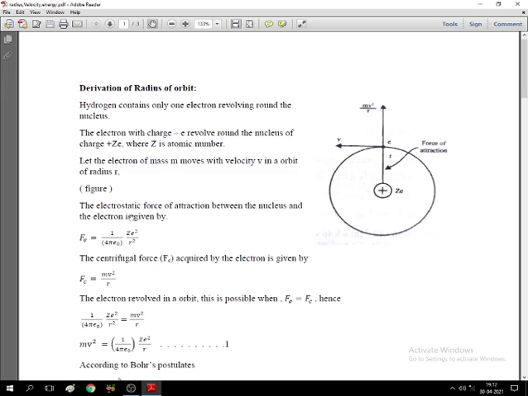Now that electrostatic force of attraction between nucleus and the electron is given by Fe, electrostatic force of attraction, equals Z e square upon r square, times 1 upon 4 pi epsilon 0. It is a factor which is used in case of the SI unit.